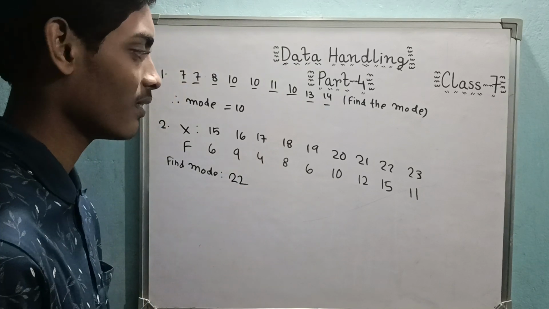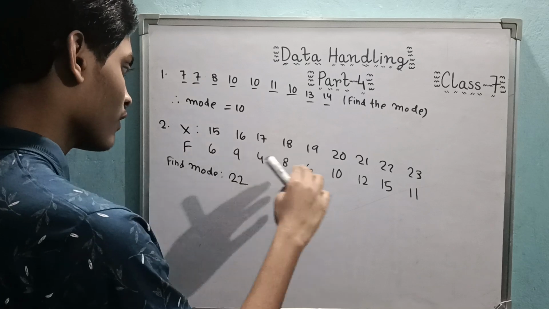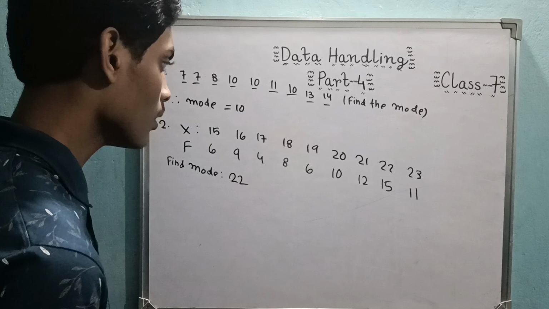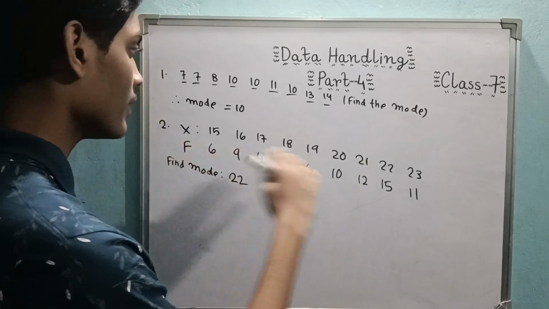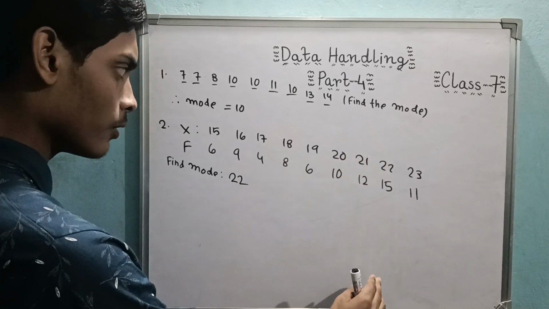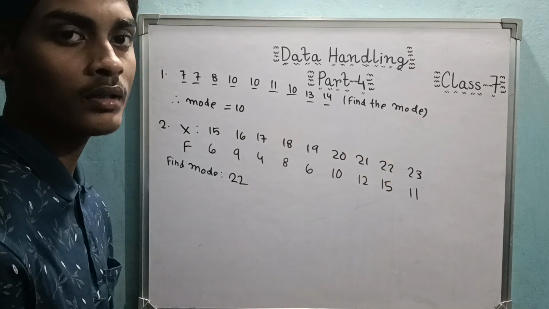How easy is that? Just see in the frequency row which is the largest frequency. Then on top of that, in the data value set, just see corresponding to that respective frequency what the number is. That is the mode.